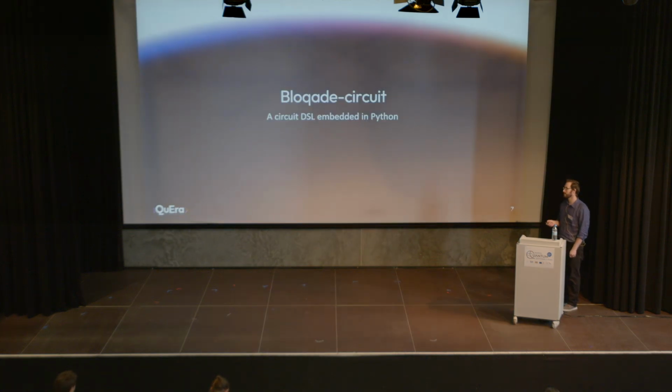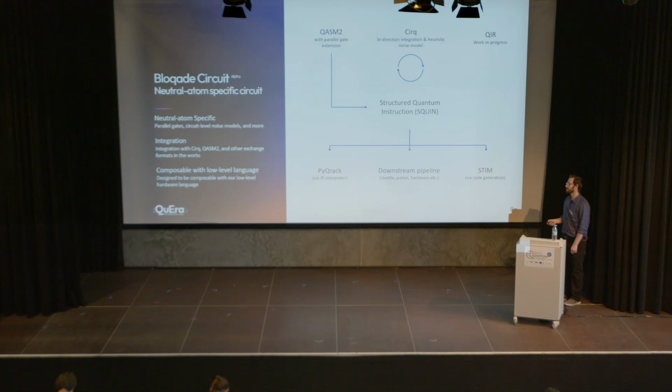Okay, so now on to the fun stuff. Bloqade Circuit is our circuit level SDK, and one of the key components that we heard about earlier today was the idea of having more structured quantum circuits. In this case, we've actually named the intermediate representation defined inside of Bloqade Circuit as SQUIN. The idea being we have quantum instructions mixed with structured control flow and other programming concepts, like closures, functions, and I'll get into a bit more detail about that later on.